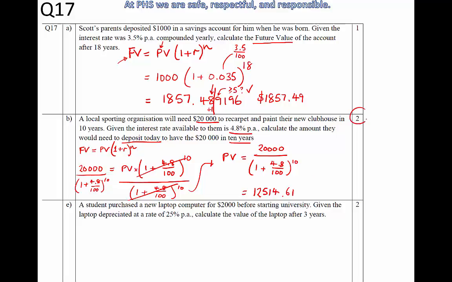Okay, so 2-mark question there. A student purchased a new laptop computer for $2,000 before starting uni. Given the laptop depreciated at a rate of 25% per annum, calculate the value of the laptop after 3 years. So after 3 years is telling us, well, hey, we want to find the value of something in the future.